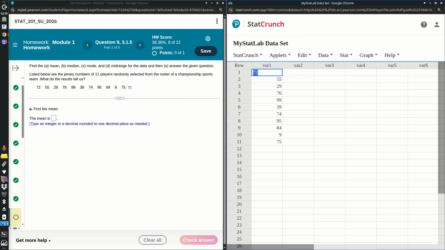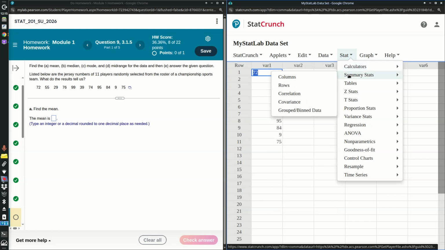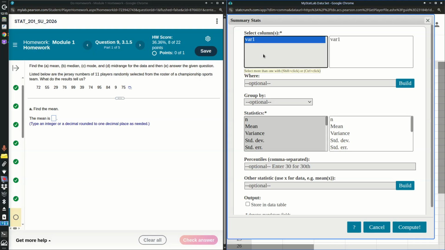So let's split screen this. What we want to do here is all of our data is populated when you open it, from the little box in variable 1. So we go to stat, calculator. No, we want to do summary stats. So stat, go to summary stats by column. We're going to select variable 1, and then you want to pick the statistics we want.